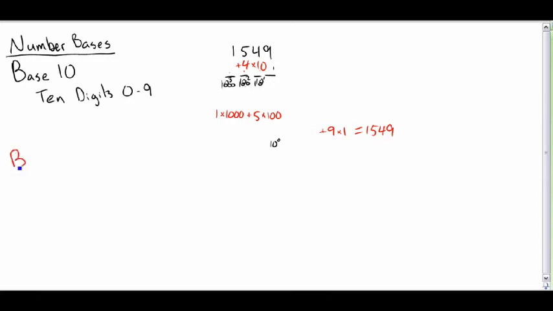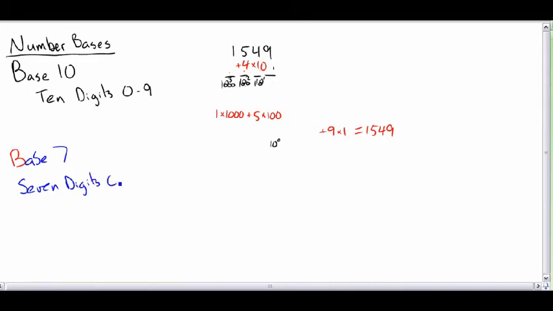Our next number base, just as an example, we'll look at base 7. That has 7 digits, 0 through 6. So you have a number in base 7, like 213. Since we're in base 7 instead of base 10, it's 7 to the 0, 7 to the 1, 7 squared. So this is the 1's place, the 7's place, and the 49's place.